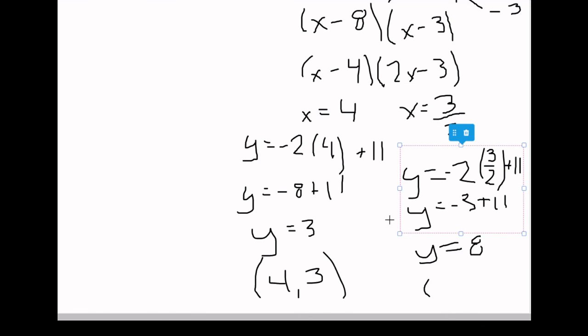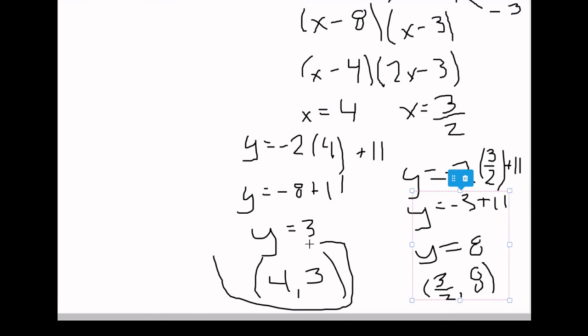It's weird how we had the 8 and 3 sort of rotate between these two. So we have 3 over 2, comma, 8. And that's our answer. We have our first one and our second one. Make that clear on your AICE exam that you have 2 answers.